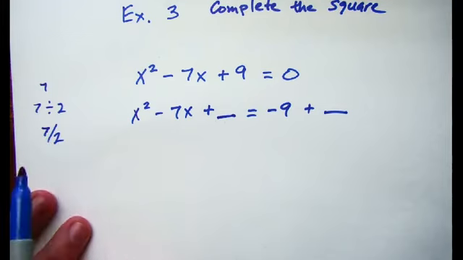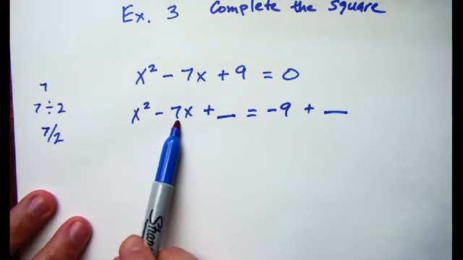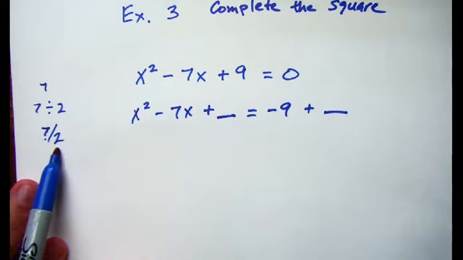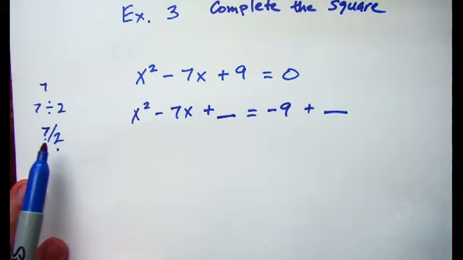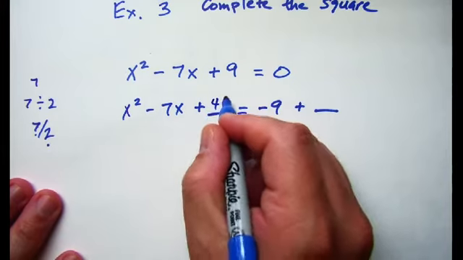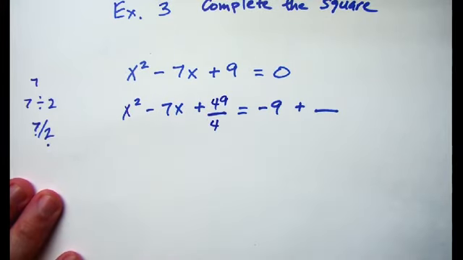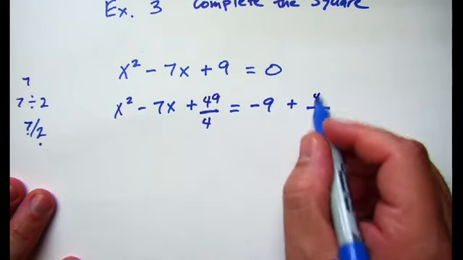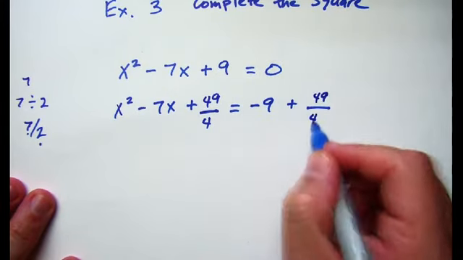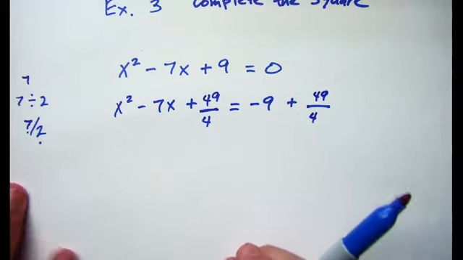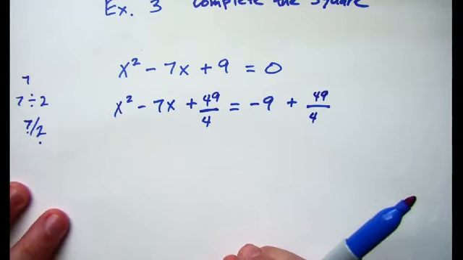Now we want to square that value. So when we take this number, we half it, and we square it. So when we square a fraction like this, what you're just going to do is square the numerator and the denominator. So 7 squared is 49, 2 squared is 4. So this would be 49 over 4. Okay, now I'm going to add the same thing over here, 49 over 4. So since we have fractions here, that obviously makes it a little bit more difficult.